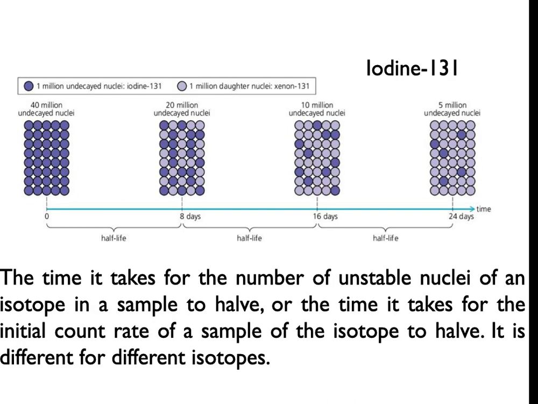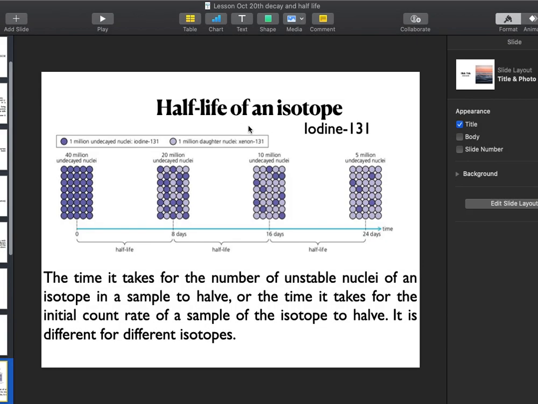What I already told you in 11th B grade at Vermont, and this is going to be new for my students of 11th A, is the half-life. In this paragraph you can see the time that it takes for the number of unstable nuclei of an isotope in a sample to halve, or the time it takes for the initial count rate of a sample of the isotope to halve. It is different for different isotopes, of course. In this case, we have iodine 131. I'm going to point it out here.